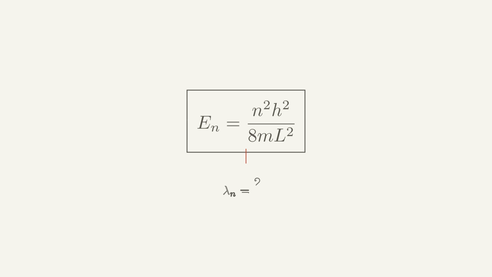The n squared isn't an accident. Energy goes as 1 over the wavelength squared, and the wavelength shrinks as 1 over n.